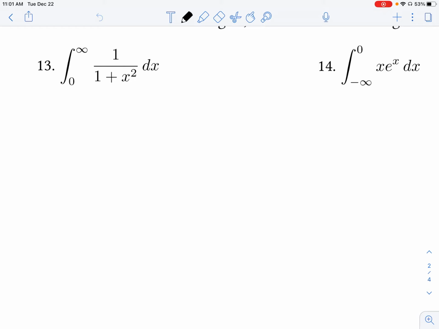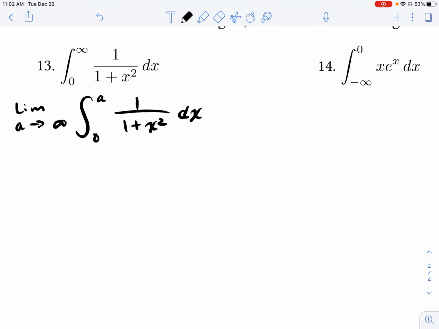So we've got an integral from 0 to infinity of this function here, and the first step is to rewrite this integral. So we're going to write this as the limit as a approaches infinity of the integral from 0 to a. And again, you don't have to use a, but that's just standard practice. So we're going to write this as 1 over 1 plus x squared dx.